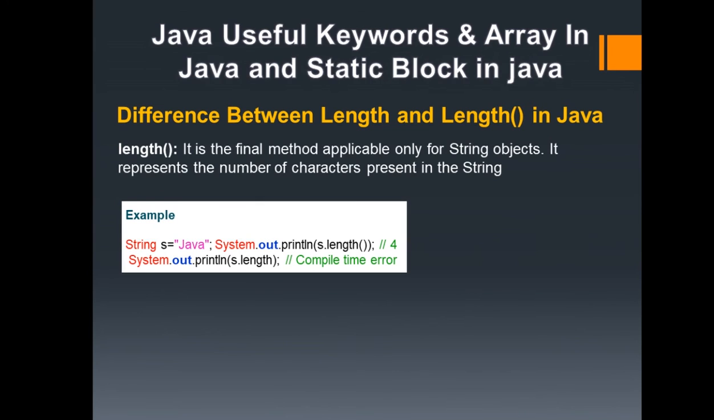In another example, we can discuss the length method. The length method is applicable only for String objects, and it represents the number of characters present in the string. String s equals "Java", System.out.println(s.length()). It represents the number of characters in the string, and the number of characters in the string Java is 4. But when we use System.out.println(s.length), there is a compile time error. Please note this difference. It is a very important difference, and no one tells you that difference.